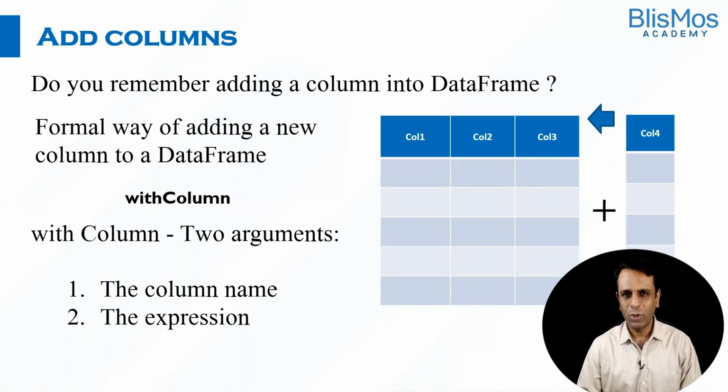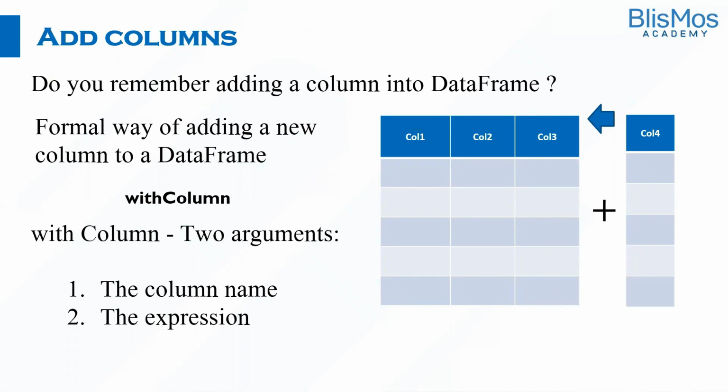If I ask you a question, do you remember when you have added columns implicitly in the lectures we have already gone through? If you remember, we added columns when we used the lit function. Implicitly, we have added columns in multiple ways in the earlier lectures. Now, if you want to add a column explicitly in a formal way, we can use withColumn. This will add a column to the data frame.